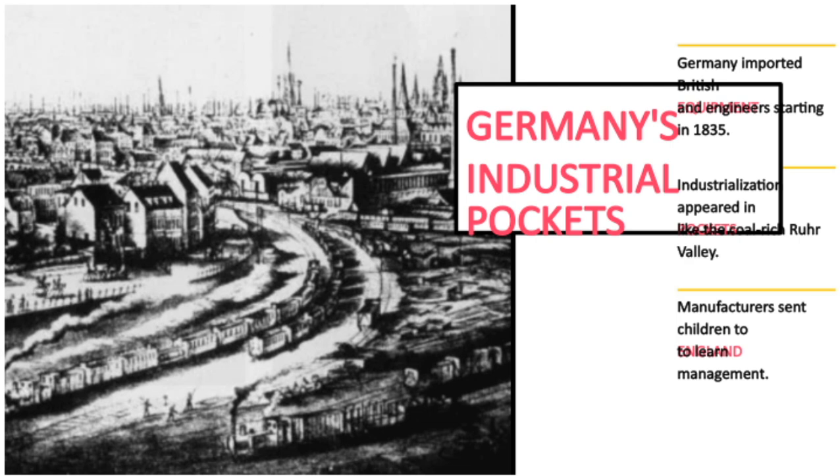Now, industrialization started to appear in Germany around 1835, and it was largely driven by engineers and entrepreneurs who recognized the potential for growth. A crucial point here is that Germany didn't develop in isolation. It imported a lot of British equipment, which helped jumpstart their own industries. This import of British technology and management practices played a significant role in shaping Germany's industrial pockets, these concentrated areas of industrial activity. So, in essence, Germany learned management not only through observation, but also by adopting British innovations and techniques, which fueled their own industrial expansion.